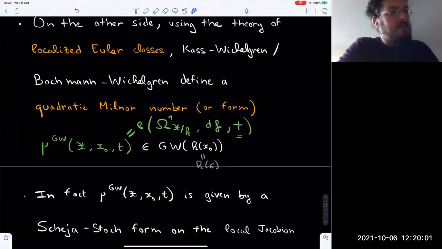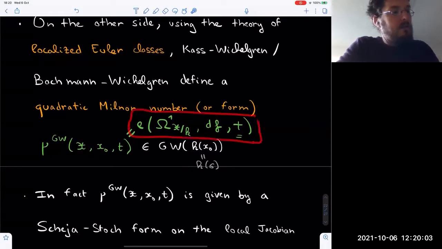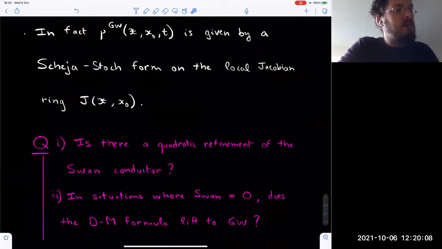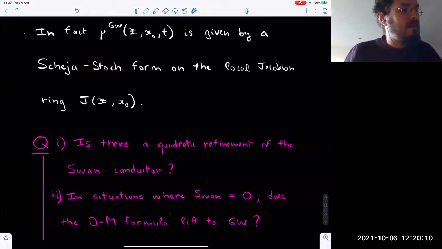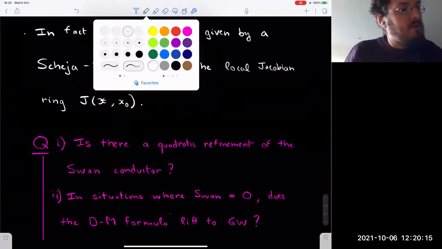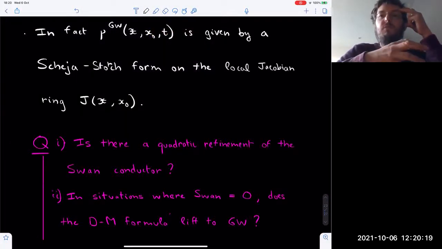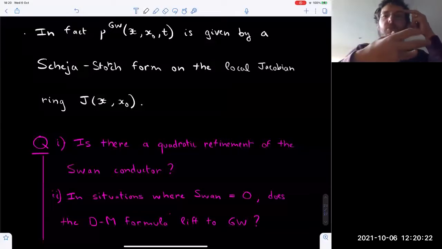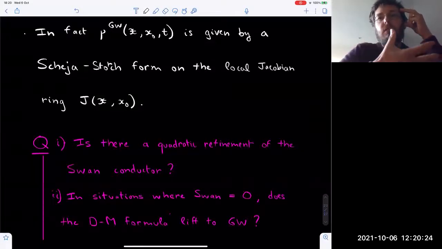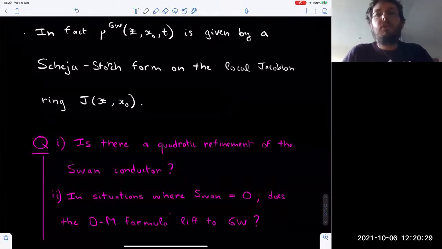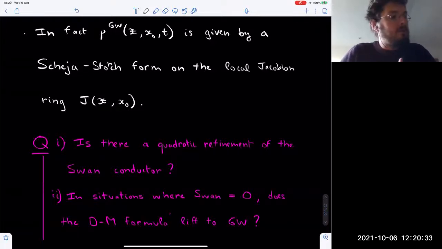But this is kind of an abstract thing, but in fact it turns out to have quite a concrete description as a symmetric bilinear form, of a very simple nature. So it's very similar to the previous discussion on the Jacobian ring of a hypersurface. Now you have this local Jacobian ring, and again you can construct a symmetric bilinear form on it by the same construction.